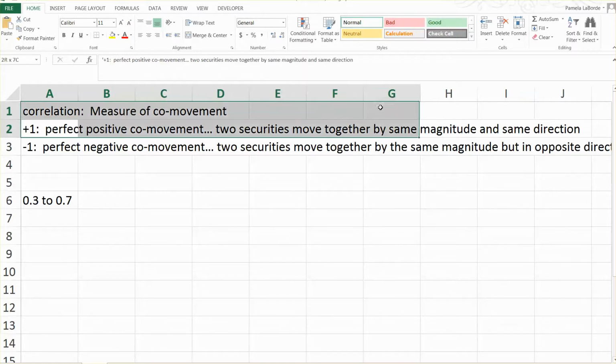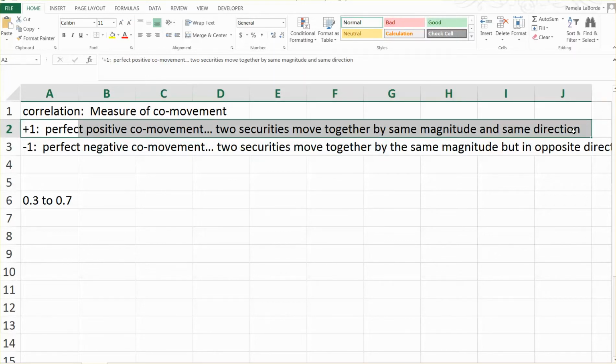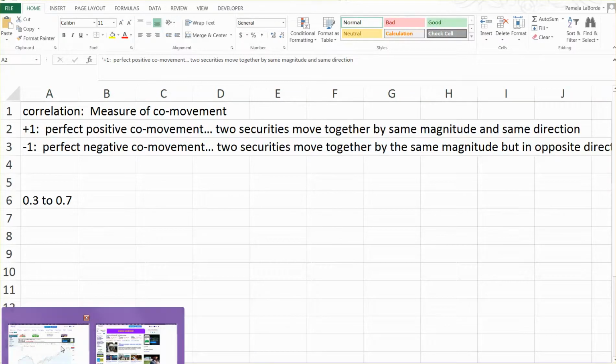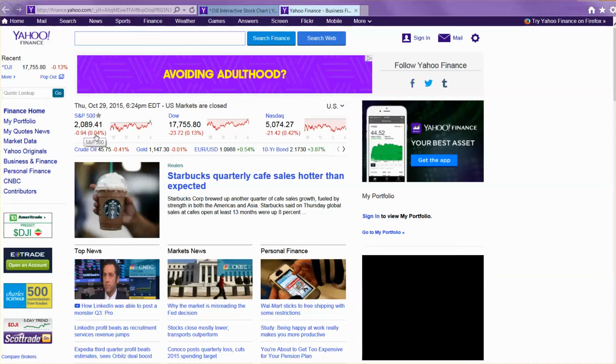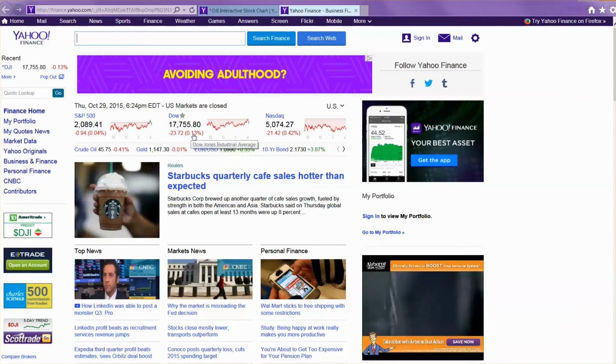Correlations are bound by +1 and -1. A perfect +1 means that the two securities always move in the same direction by exactly the same magnitude. Now, when I look at the S&P 500 and the Dow, they do move essentially always in the same direction, but they don't move by the same magnitude. Sometimes one index will drop by more than the other, or rise by more than the other, and you can see that from these percentages right here that I was discussing earlier.